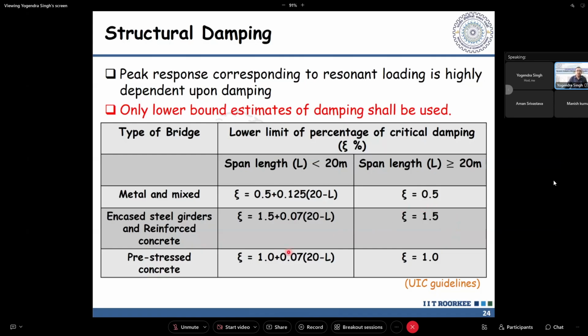So if the superstructure is reinforced concrete, then this damping can go up to 1.5%. And if it is pre-stressed concrete, because in pre-stressed concrete cracking will be less, so less energy dissipation will take place, and in that case the damping is 1%. In most cases, when we are using truss bridges or composite girder bridges, the damping to be used is only 0.5%.